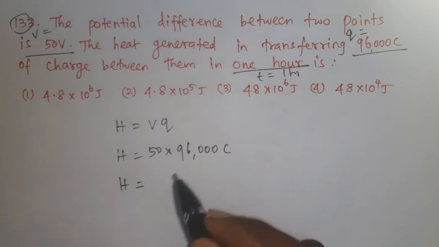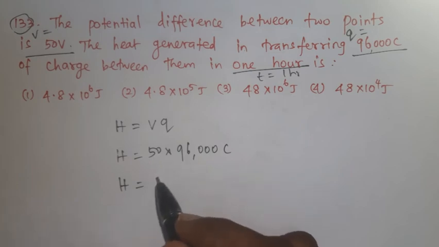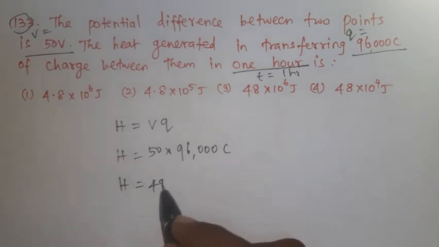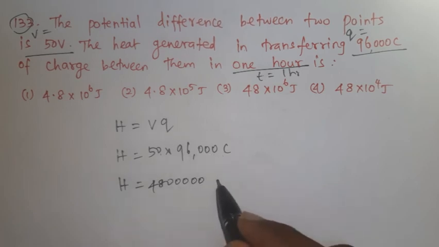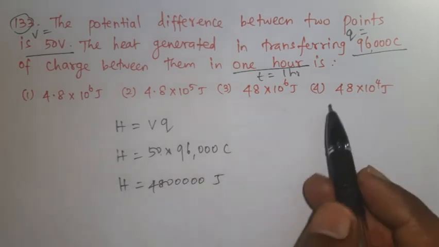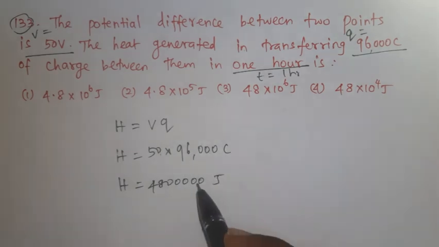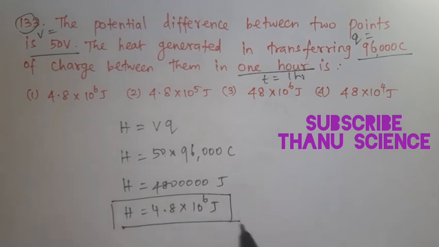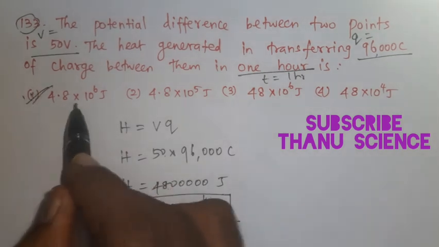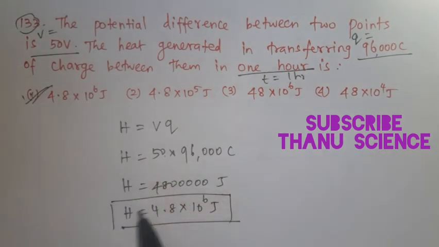Then H is equal to 96 into 5. If you multiply it, into 5 is 480. Then 1, 2, 3, 4 joule. But the answer is given in scientific notation, 10 power. So 1, 2, 3, 4, 5, 6. So H is equal to 4.8 into 10 power 6 joule. According to this, the correct option is the first one, 4.8 into 10 power 6 joule. Thank you, students.